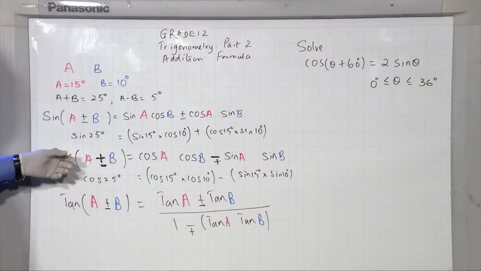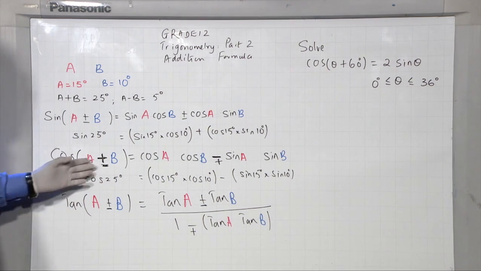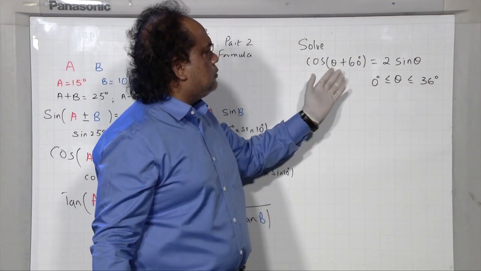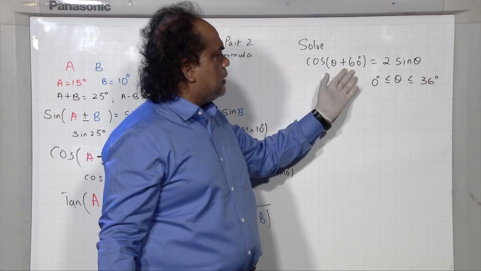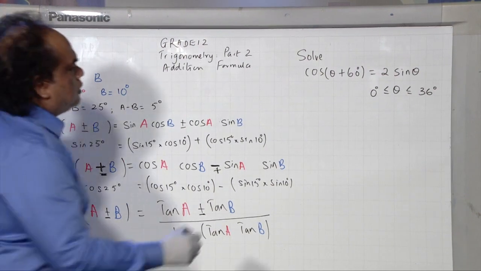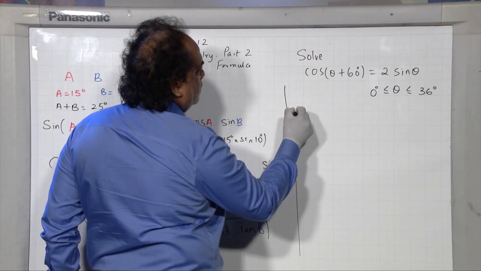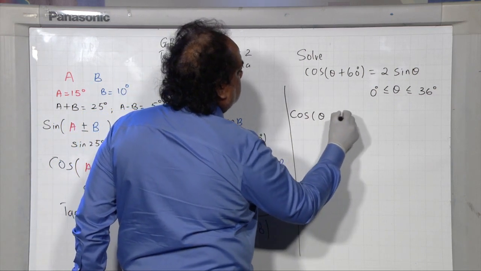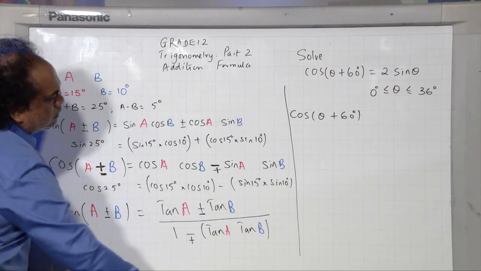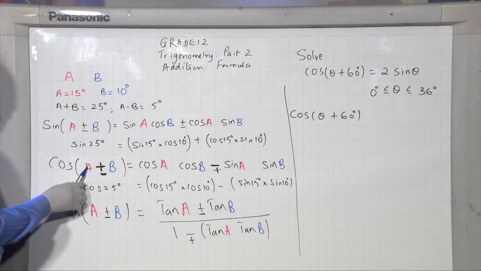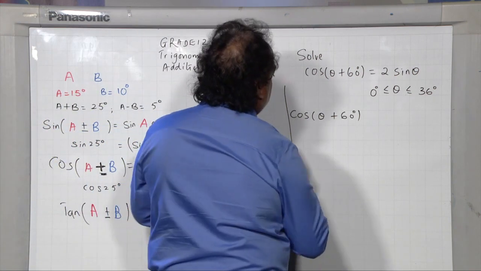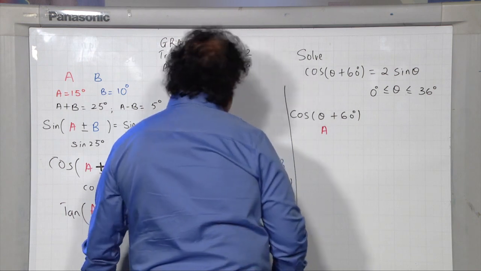Now, as I said, the obvious mistake that students make is to say cos of A plus B is cos A plus cos B. So here, if you make that mistake, you would tend to say cos of theta plus 60 is cos theta plus cos 60, which is not the case. So, let's apply the formula. Let's compare cos of theta plus 60 with the formula that we just learned. What did we learn? Cos of A plus B. So, A, B.